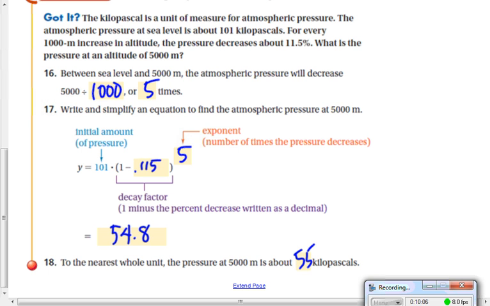All right, that brings us to the end of the lesson. Go ahead and do the lesson check and be ready to share that in class next time we meet.